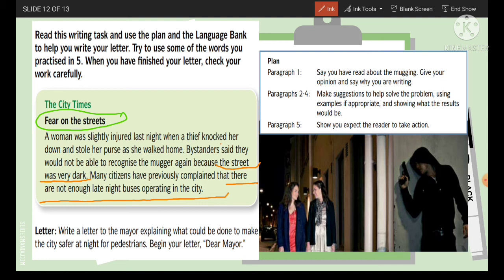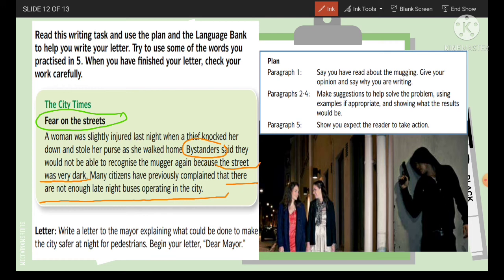Okay, bystanders here means that orang-orang yang lalu lalang kat situ, yang ada dekat tempat kejadian, and maybe they are talking to their friends and suddenly the incident happened in front of them. So that what we call with bystanders. So masalah dia sekarang, jalan tu gelap, sangat gelap, dan ramai orang telah komplain yang kemudahan awam, bas awam, okay, kurang mencukupi pada waktu malam.